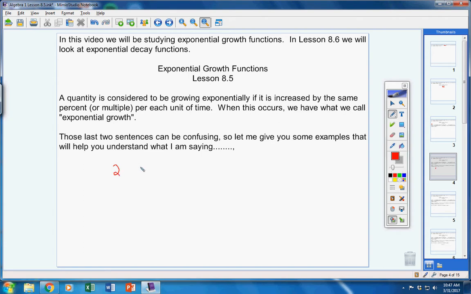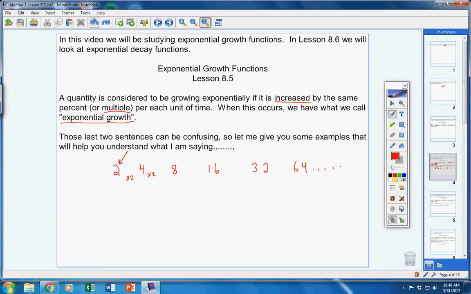If I have 2, and then 4, and then 8, and then 16, and then 32, and then 64, that's an example of exponential growth because my quantity, a 2, increased by the same multiple. I multiplied by 2, I multiplied by 2, I multiplied by 2, I multiplied by 2, I multiplied by 2, etc. Does everybody see that okay? Does everybody get that? Alright.